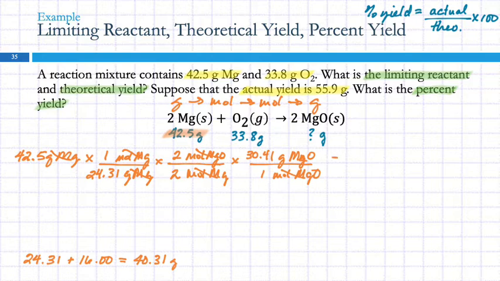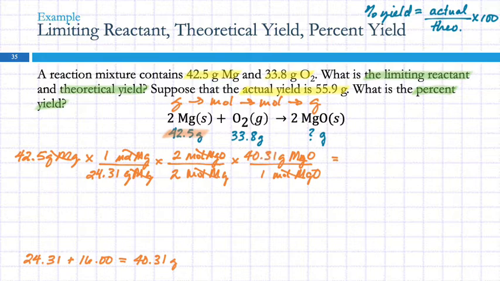So then we can calculate, if all the magnesium gets used up, how much product will we make? 42.5 divided by 24. I did. Thank you. Yep. I'd like to say I did that to just see if you're paying attention, but that's not the truth.